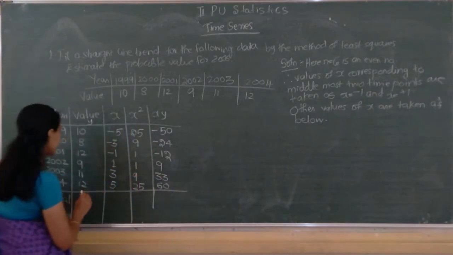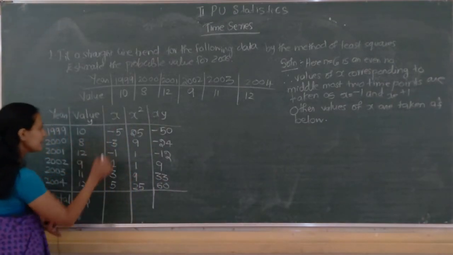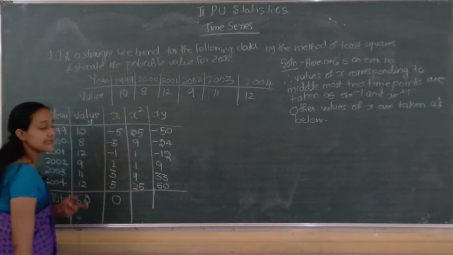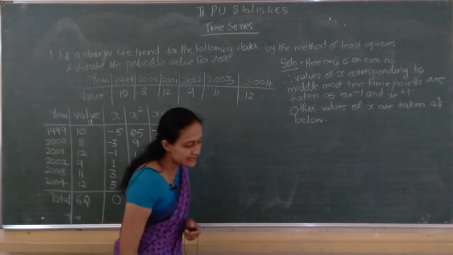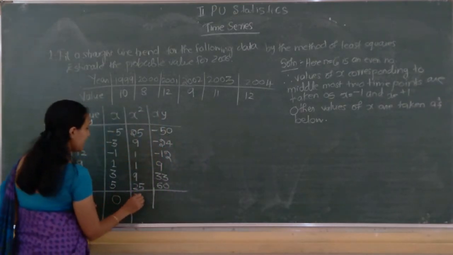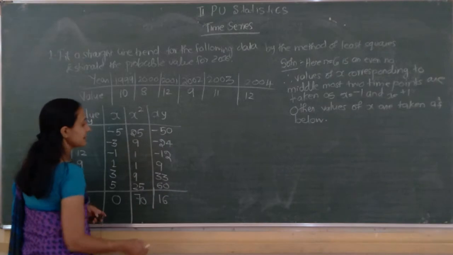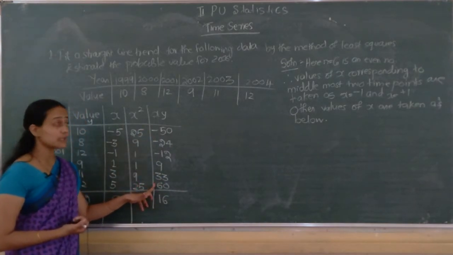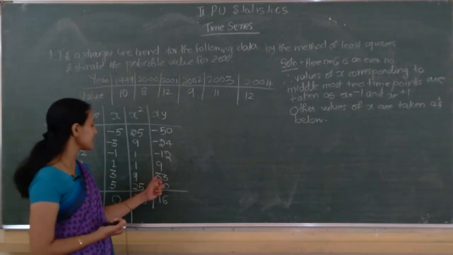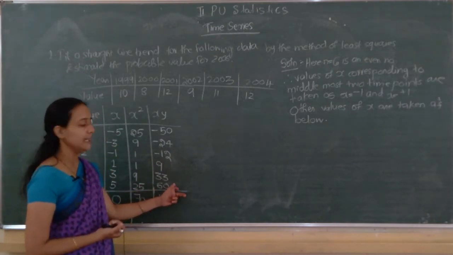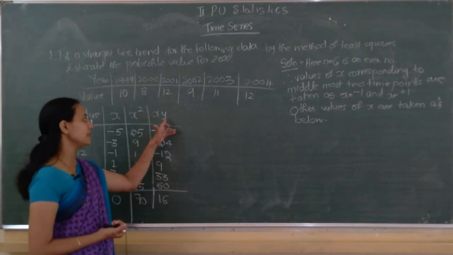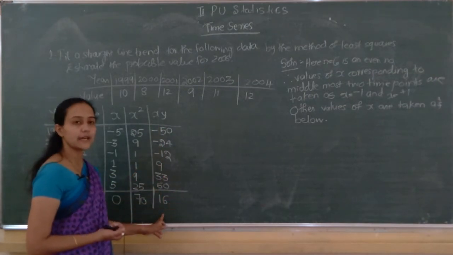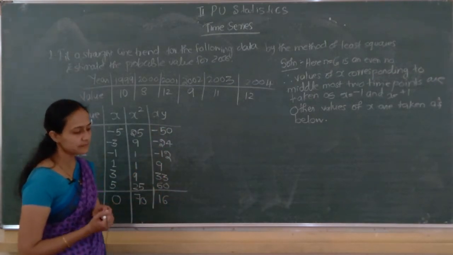Sigma y is 62. Sigma x how much? It is always 0. Sigma x square is 70, and sigma xy is 16. Clear? While doing the totals of positive and negative values, first do the totals of positive only. Next minus 12, minus 24, minus 50, so that you will get the value as 16.